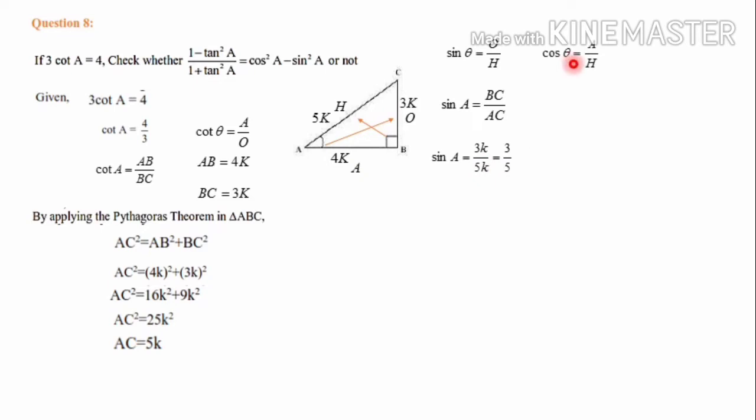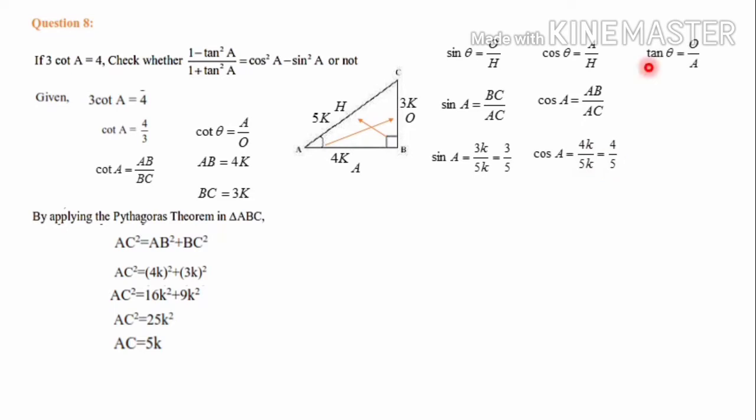Next is cos theta we have to calculate. Let's write the formula. Cos theta is equal to A divided by H. Then cos A, theta is A here. So cos A is equal to A divided by H. Here A is AB and H is AC. So AB divided by AC. Then cos A is equal to the length of AB, 4k, and the length of AC, 5k. So 4k divided by 5k. K cancelled and we have got 4 divided by 5.